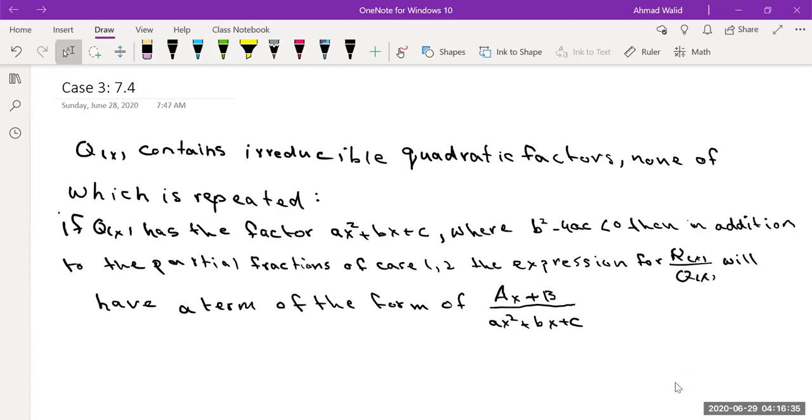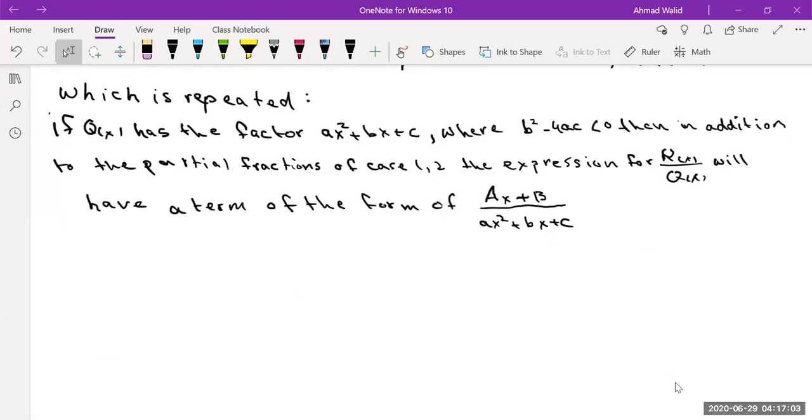If Q of x has the factor of ax squared plus bx plus c, where b squared minus 4ac, which is your determinant, you know this from algebra, is less than 0, then in addition to the partial fractions of case 1 and 2, the expression for R of x over Q of x will have a term of Ax plus B over ax squared plus bx plus c. What does it mean? Let me explain with an example.